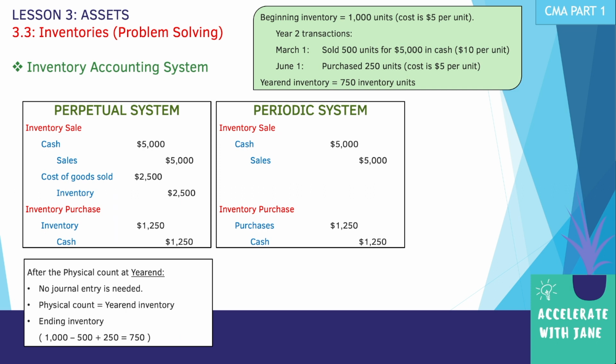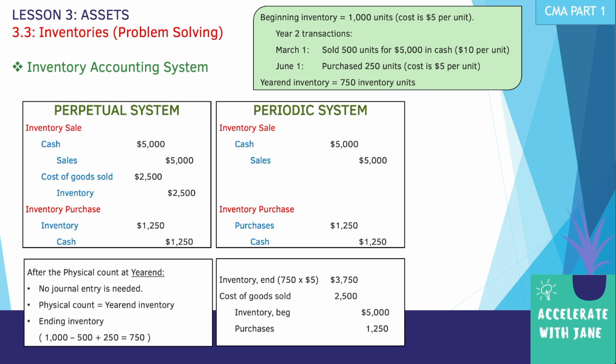So as you can see here, under periodic system, we don't record the cost of goods sold and inventory. As I've mentioned earlier, under periodic system, the beginning inventory remains unchanged. However, for the June 1 transaction, we record the purchases, which is 250 multiplied by 5. So we get 1,250. Here, we debit purchases. This is a temporary account. We credit cash for 1,250.